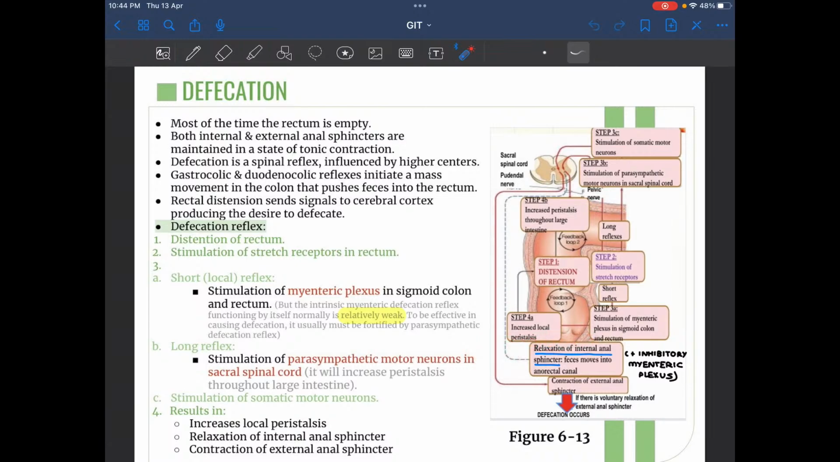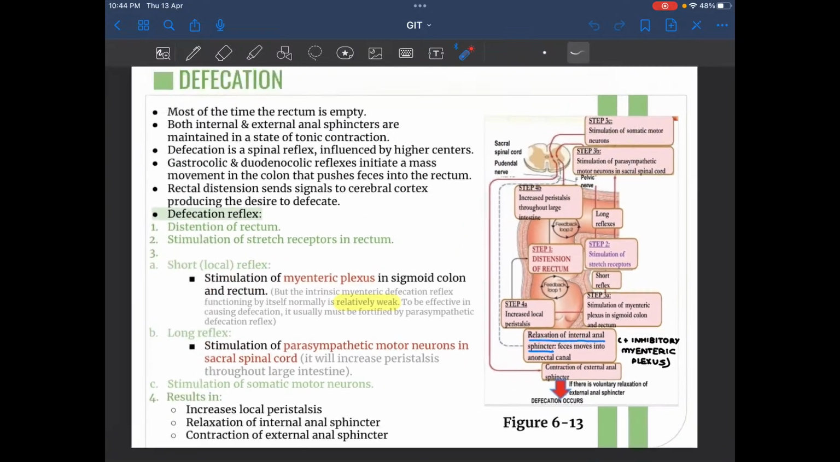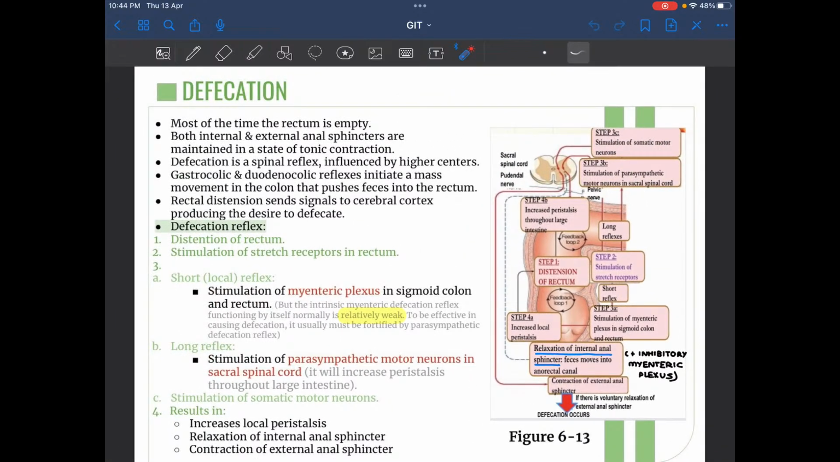Again, through that you're going to have what? You're going to have relaxation of the internal anal sphincter. You're going to have relaxation of your external sphincter. Your external sphincter is under your voluntary control. So whenever the situation fits and whenever you want to defecate, then you can initiate that defecation.